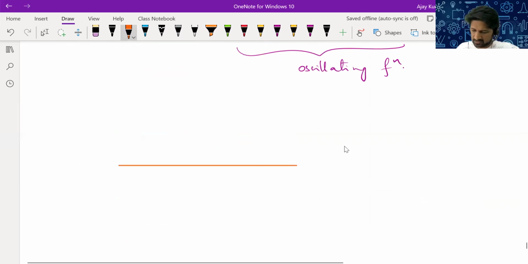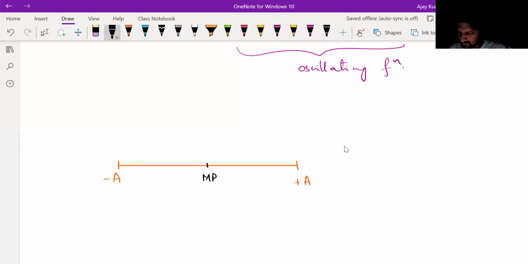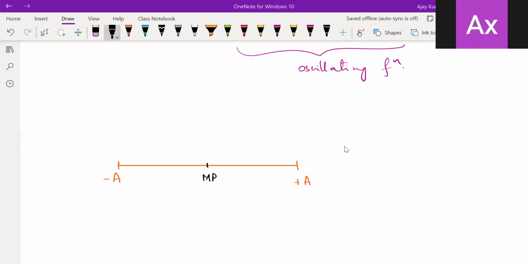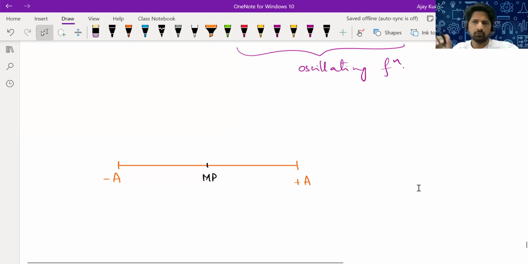Between minus a and plus a. Okay, this kind of visualization is important while solving problems. 0 is the mean position. So imagine an object oscillating between x is equal to minus a and x is equal to plus a. See, the displacement is obvious. Wherever you put the particle on this line, that is where the object is.